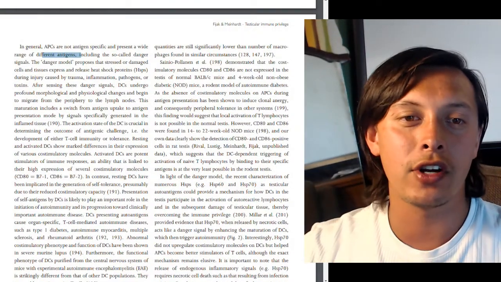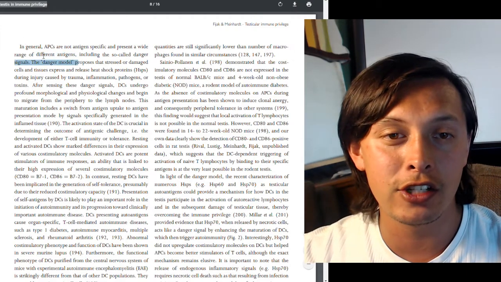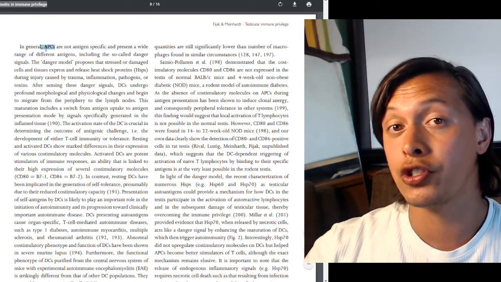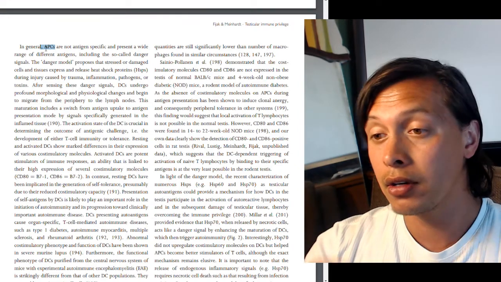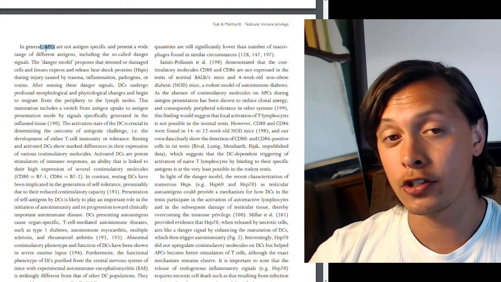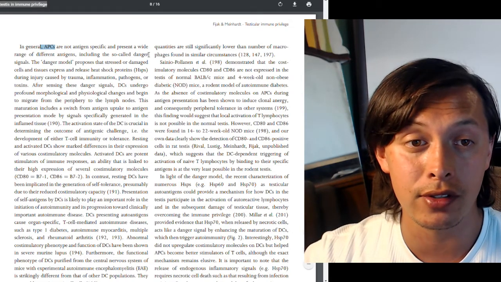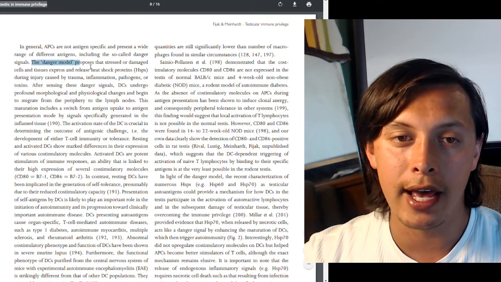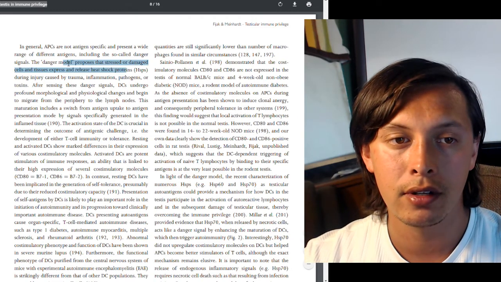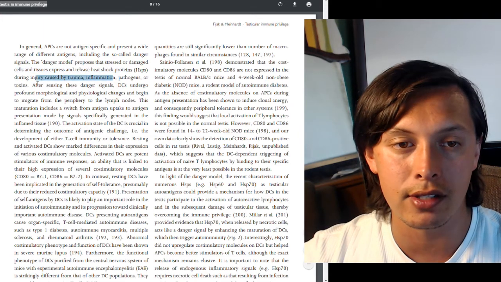In general, antigen-presenting cells are not antigen-specific and present a wide range of different antigens, including the so-called danger signals. So antigen presenting cells don't just show one antigen. They show a lot of things, right? So since they show a lot of things, one of the other things that they can present is the so-called danger signals. The danger model proposes that stressed or damaged cells and tissues express and release heat shock proteins during injury caused by trauma, inflammation, pathogens, or toxins.